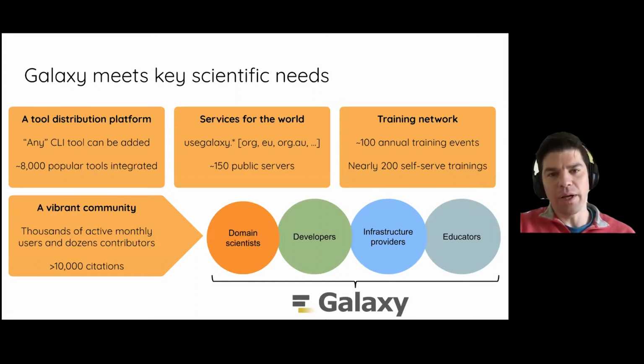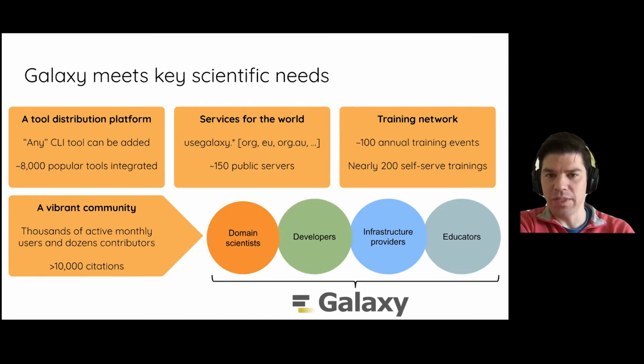Galaxy is also a broader thing than a web app. It tries to meet the key scientific needs of predominantly the genomics community, but it has really expanded beyond genomics. As I mentioned during the pitch this morning, Galaxy is a tool distribution platform. Just about any Unix command line tool can be added into Galaxy by creating a simple wrapper around the command that's used to run the tool. Roughly 8,000 tools have already been integrated with Galaxy, and many are continuing to be integrated and updated over time.